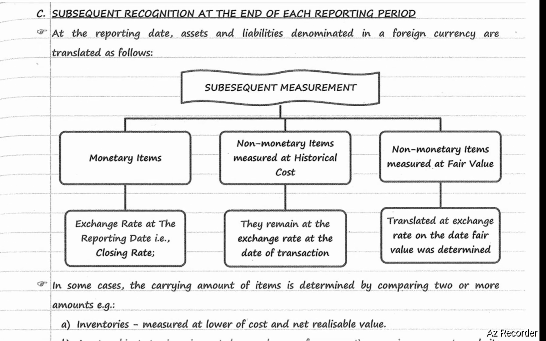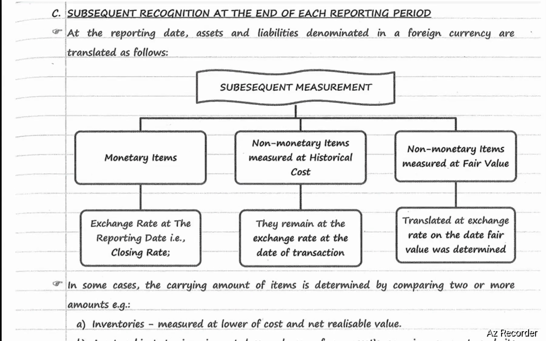Subsequent recognition at the end of reporting period. At the reporting date, assets and liabilities denominated in a foreign currency are translated as follows. Subsequent measurement. In case of monetary items, they should be translated at the exchange rate as of the reporting date, that is the closing rate. In case of non-monetary items measured at historical cost, they remain at the exchange rate as on the date of transaction. In case of non-monetary items measured at fair value, they will be translated at the exchange rate as on the date the fair value was determined.